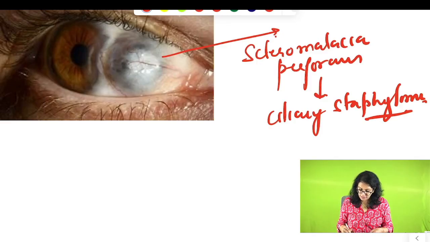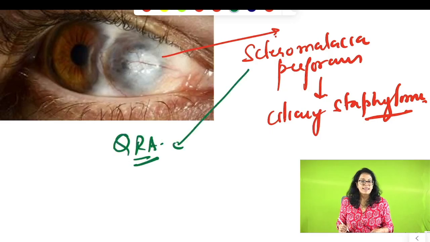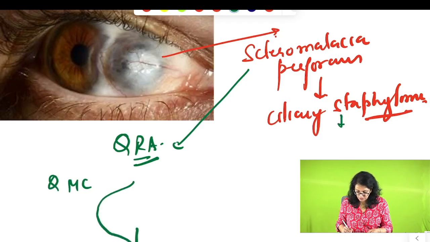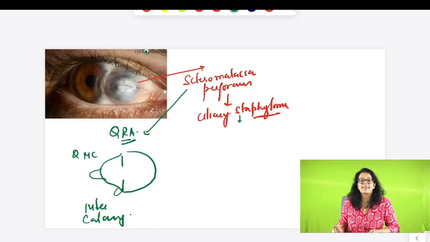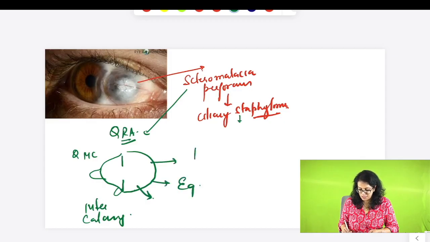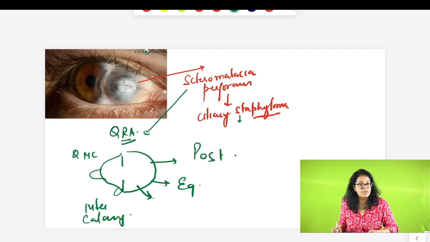That is an exam question. Number one, scleromalacia perforans is generally associated with rheumatoid arthritis. One question on staphyloma: the most common type of staphyloma. Very quickly, let me make a diagram and revise staphyloma with you. If the ectasia is happening anteriorly, this is called anterior staphyloma. If it is happening at the limbal area, what is this called? Intercalary staphyloma. You remember this? If it is at the ciliary body area, it is ciliary, then it can be equatorial, and then it can be posterior staphyloma. So these are the different types of staphyloma.